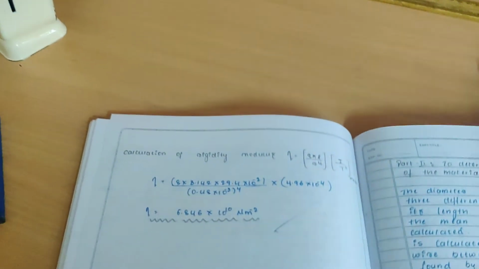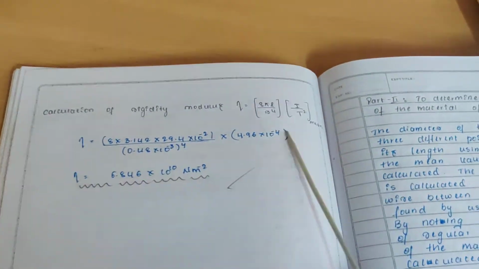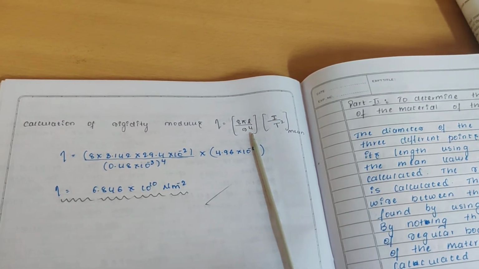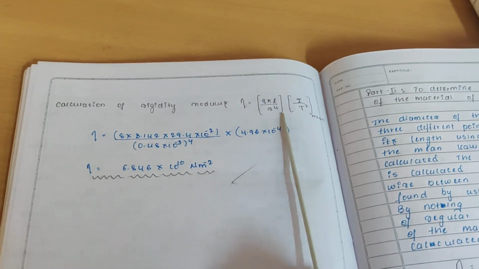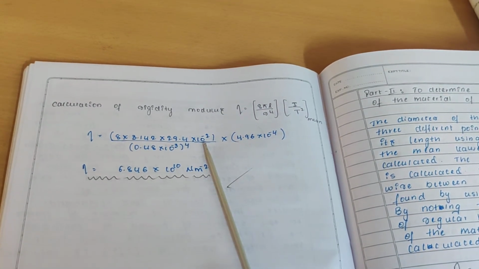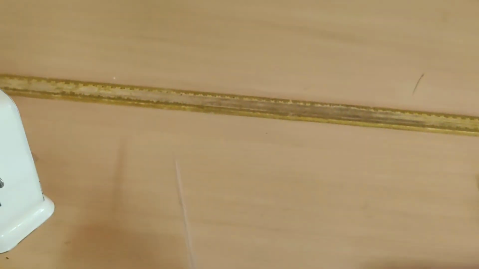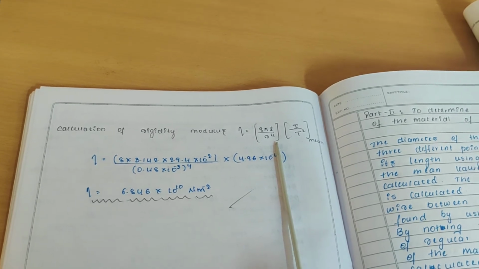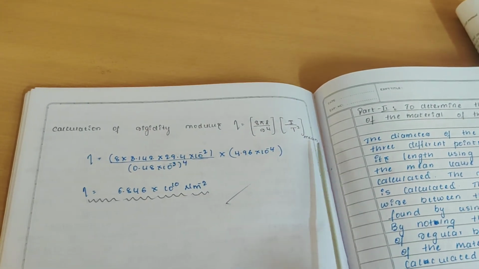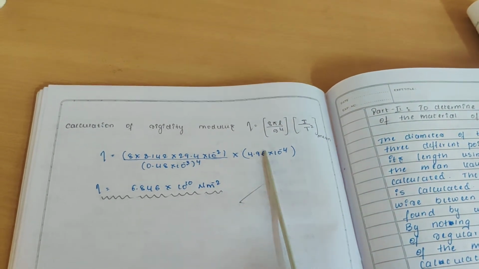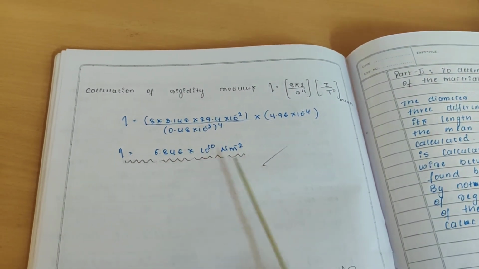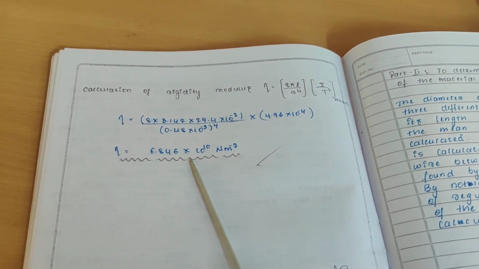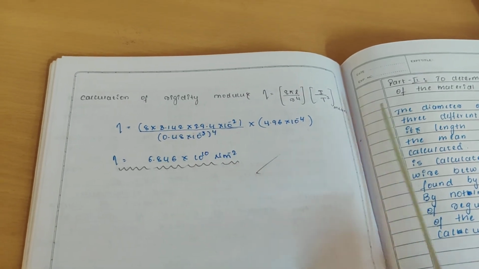we are going to calculate the rigidity modulus of the given wire. So this is the formula. Rigidity modulus of the wire is equal to 8 pi L divided by R to the power 4 times I by T square mean, where 8 pi is constant, L is the length of the wire. By using the meter scale, we are going to calculate the length of the wire, and R is the radius of the wire. By using screw gauge, we are going to calculate the radius of the wire, and I by T square we have recorded from the 3 different bodies. By substituting all the values, the rigidity modulus of the wire is found to be 6.846 into 10 to the power 10 Newton per meter square.